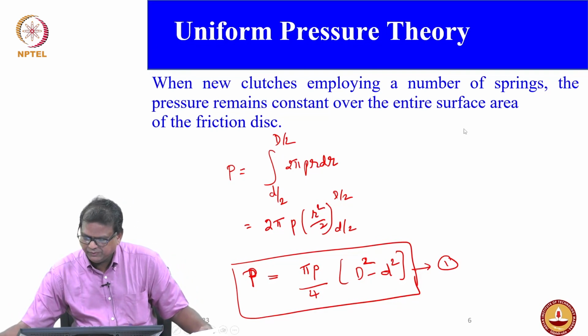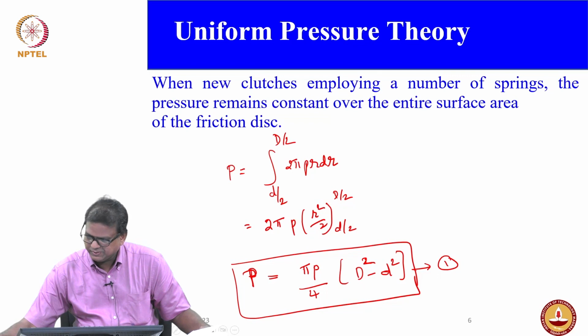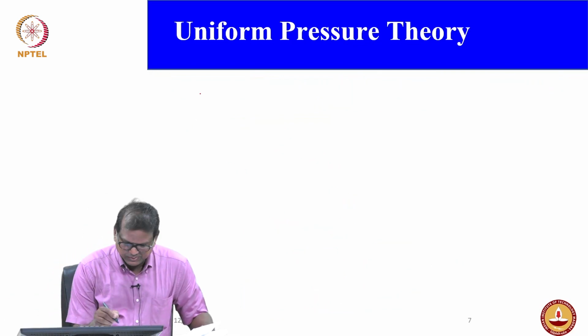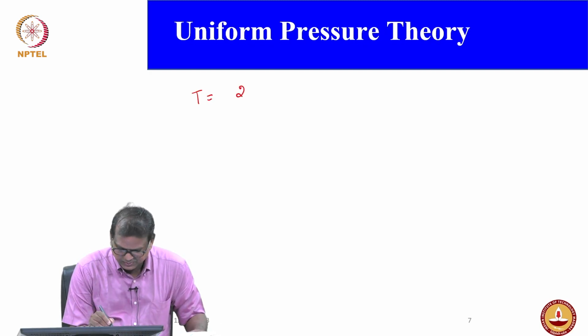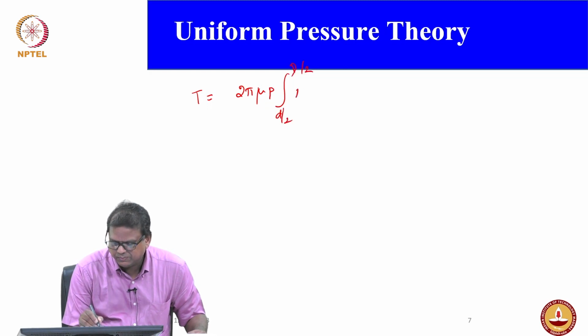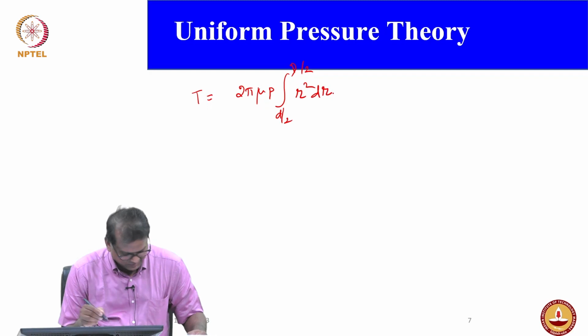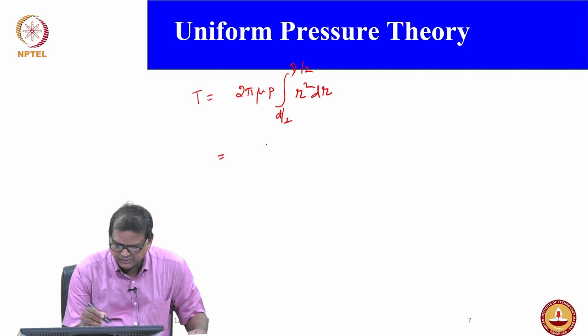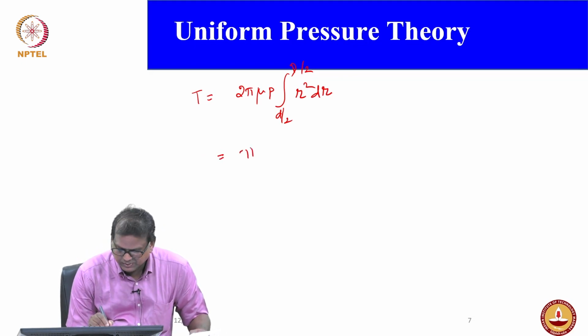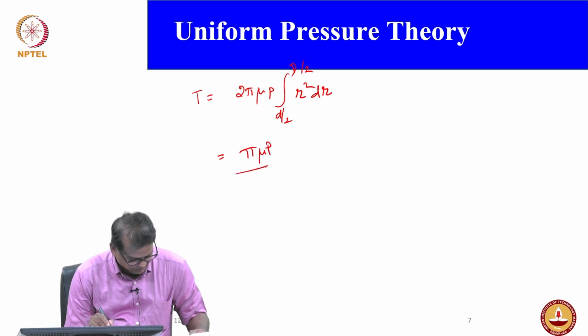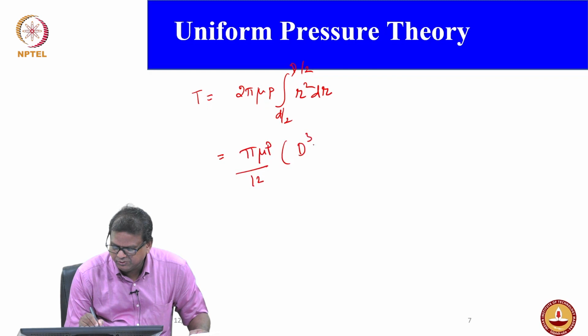Now we need to find out the torque also. The torque equation we know, the frictional torque, T equal to integral of 2 pi mu small p r square dr, from small d by 2 to capital D by 2. When you integrate and substitute the limits, the torque would be pi mu p by 12 times capital D cube minus small d cube. So this is the torque equation.